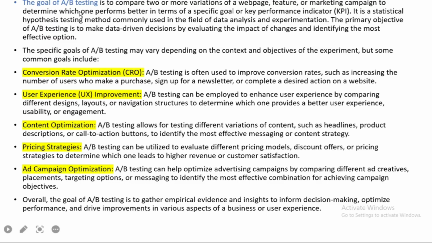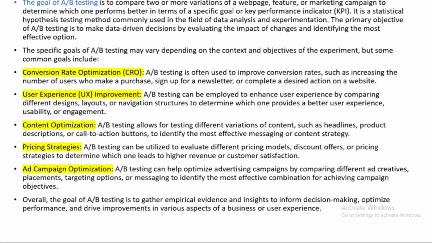The goal of A/B testing is to compare two or more variations of a web page feature or marketing campaign to determine which one performs better in terms of specific goals or key performance indicators. The specific goals of A/B testing may vary depending on the context and objective of the experiment, but some of the common goals include conversion rate optimization. A/B testing is often used to improve conversion rate, such as increasing the number of users who make a purchase, sign up for a newsletter, or complete a desired action on a website.